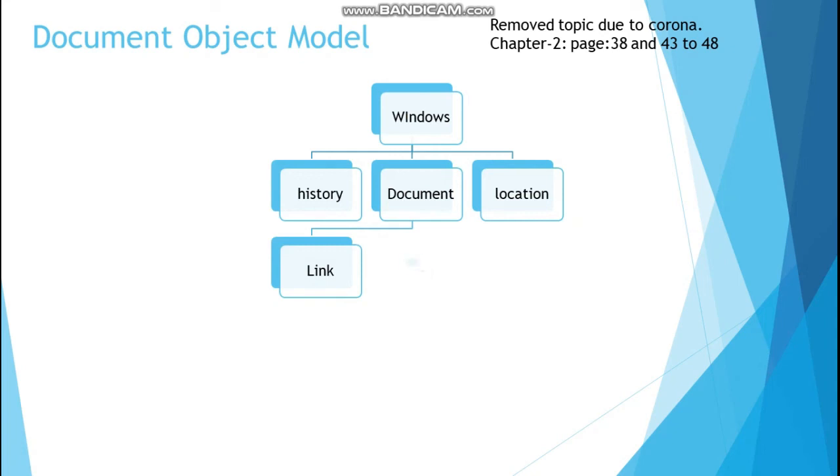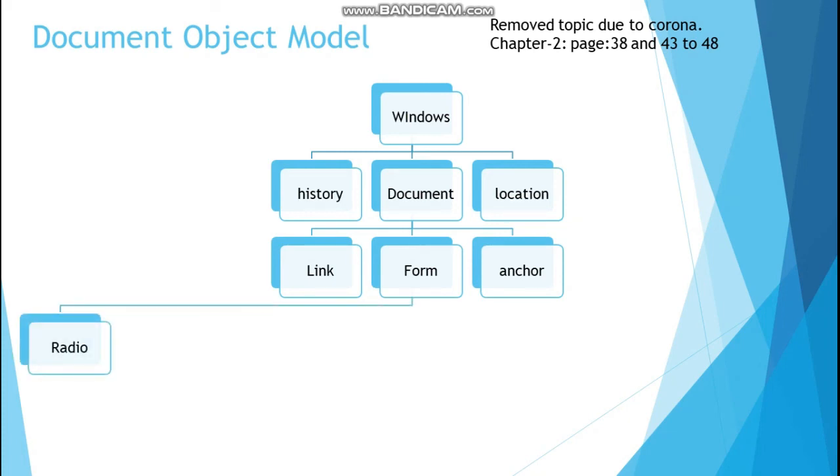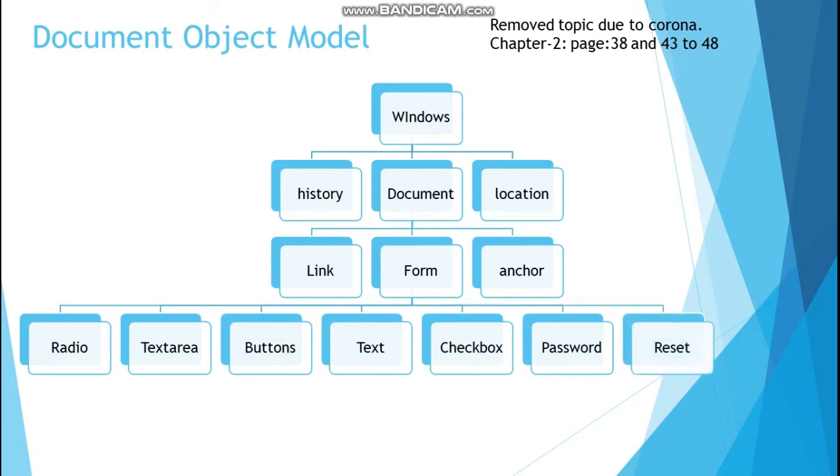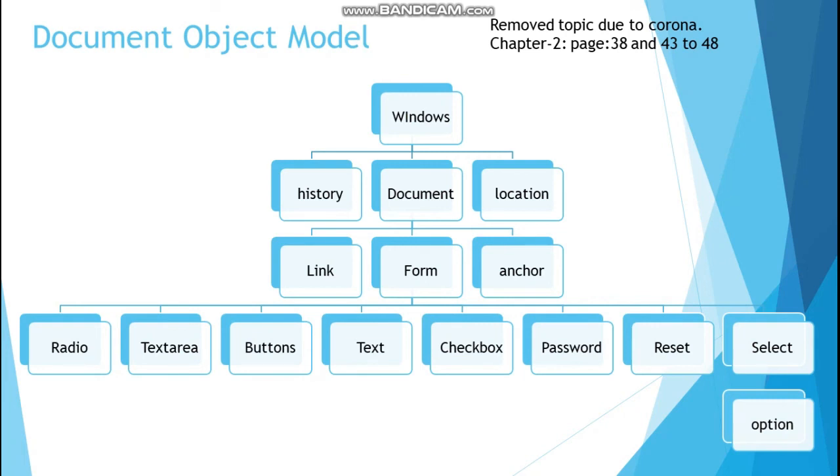So inside document there can be links, forms, anchors. Anchor or link, both these are the same thing. Inside form there can be radio buttons, text areas, buttons, text boxes, check boxes, password boxes, reset button, and the select and option tag that is used to create a pull down menu. So these are the objects that can be there in a window, in the browser window.